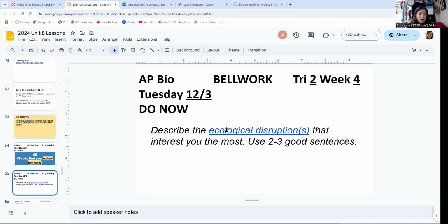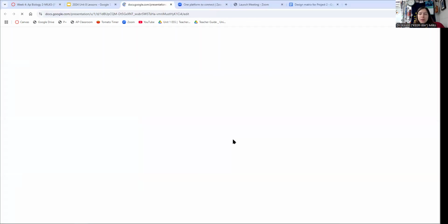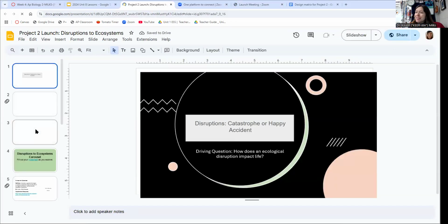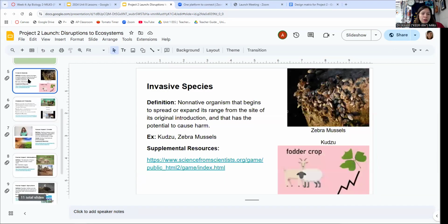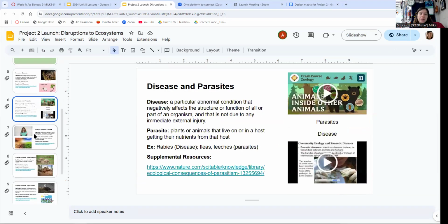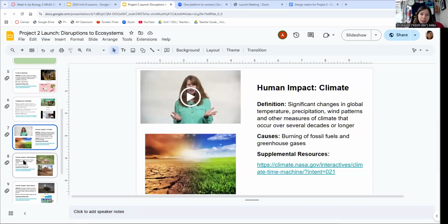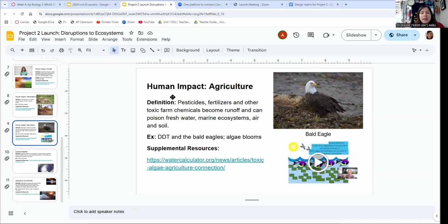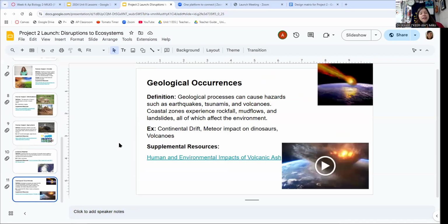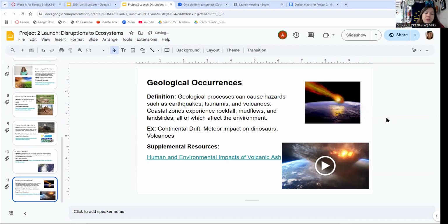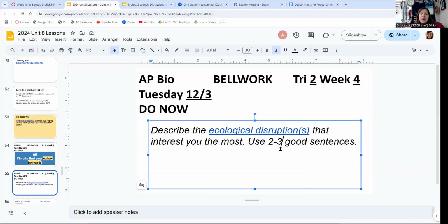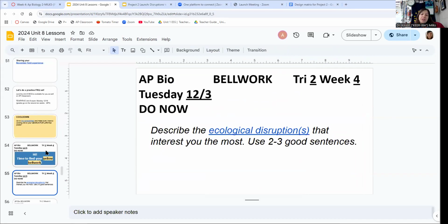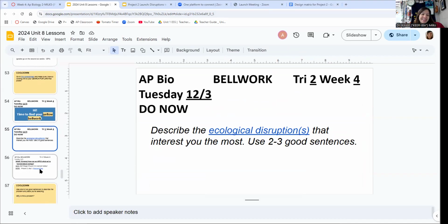So you might remember that a while ago, we looked at some ecological disruptions. It was back in mid-October, actually. I looked at the date very recently. So remember, you learned about things like invasive species, diseases and parasites, climate change and its outcomes, deforestation, agriculture with things like pesticides, fertilizers, toxic farm chemicals, extreme weather, and then some geological occurrences. Some of these are not well suited to a project on ecology, but many of them are. So the question I have for you is, what are the ecological disruptions that interest you the most? Use 2 to 3 good sentences there on your bell work.